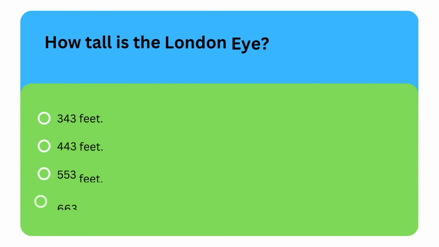Next question is how tall is the London Eye? Options are 343 feet, 443 feet, 553 feet, or 663 feet. So the correct option is second option. It is 443 feet tall.